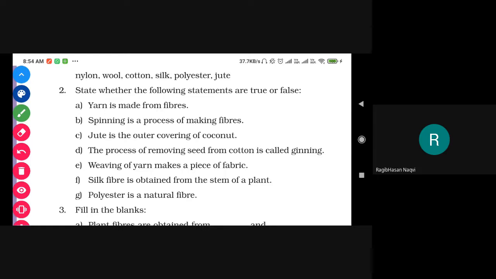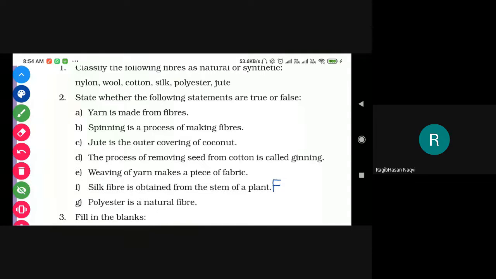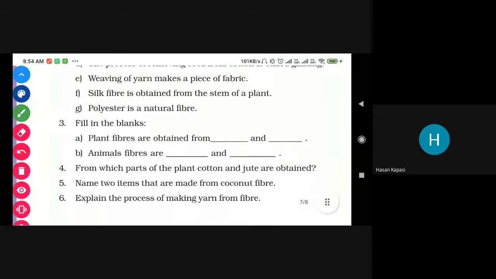Silk fiber is obtained from the stem of plant. Is it true or false? Ma'am, false. Okay, so from where is it obtained? From animal, the silkworm. Very good. And polyester is a natural fiber. Is it true? Ma'am, false. Polyester is a synthetic fiber. It is a synthetic fiber, correct?